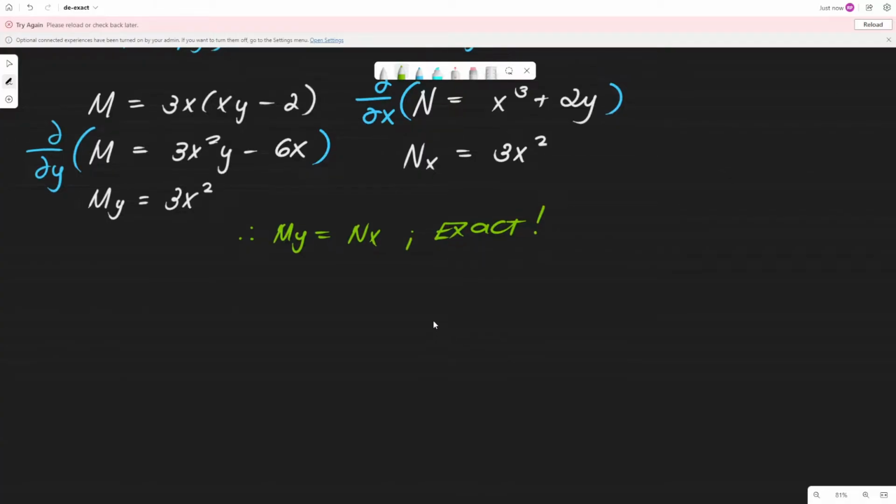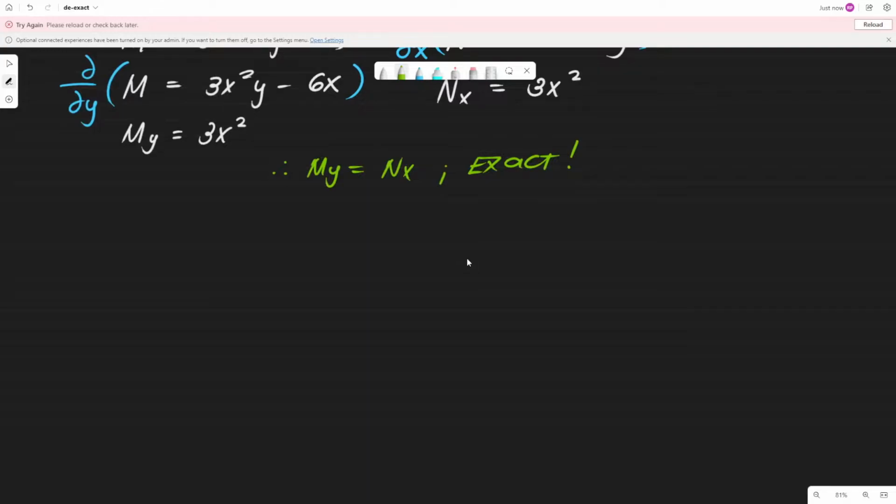We need to identify what is the psi, or what is the psi function, because that will be the solution to our differential equation. So our psi function, actually, when we take the derivative of this, not the partial, but rather the derivative in respect to x.